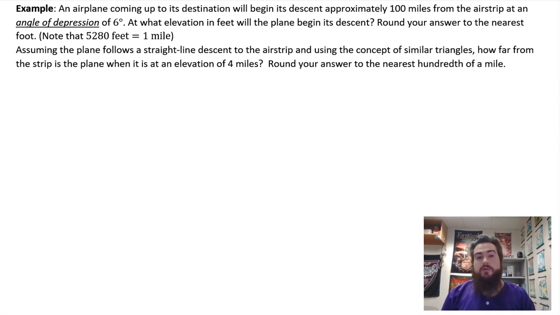We are also going to solve the second part of the problem that says, assuming the plane follows a straight line descent to the airstrip and using the concept of similar triangles, how far from the strip is the plane when it is at an elevation of 4 miles?